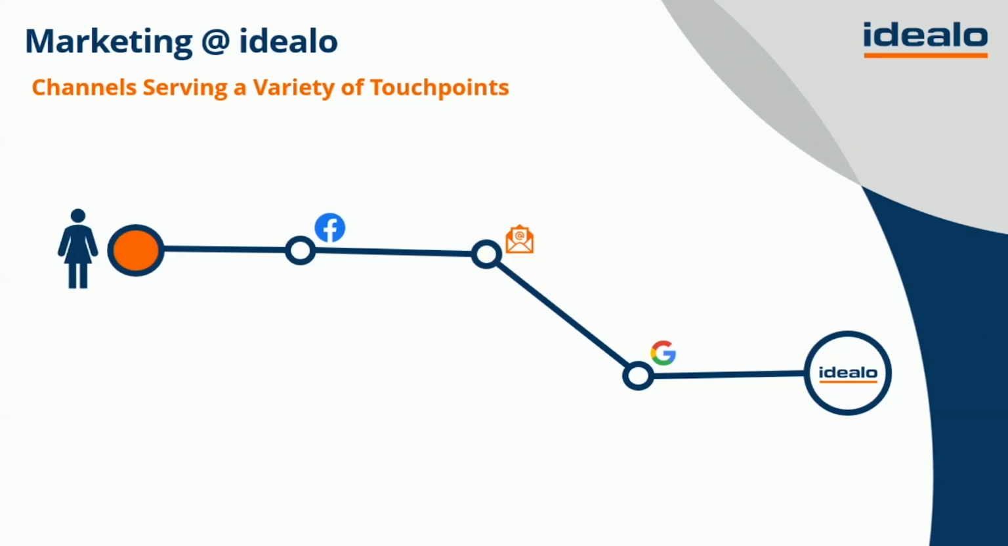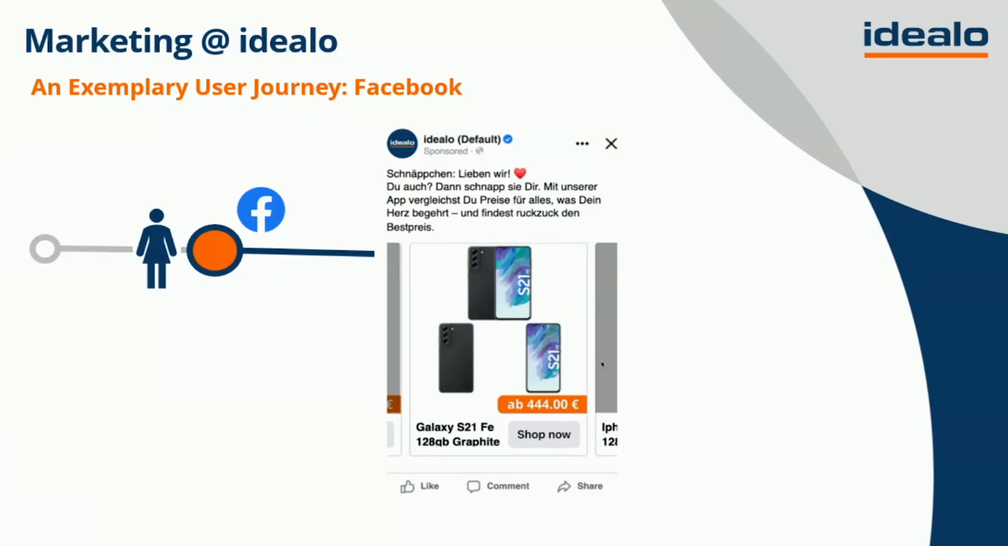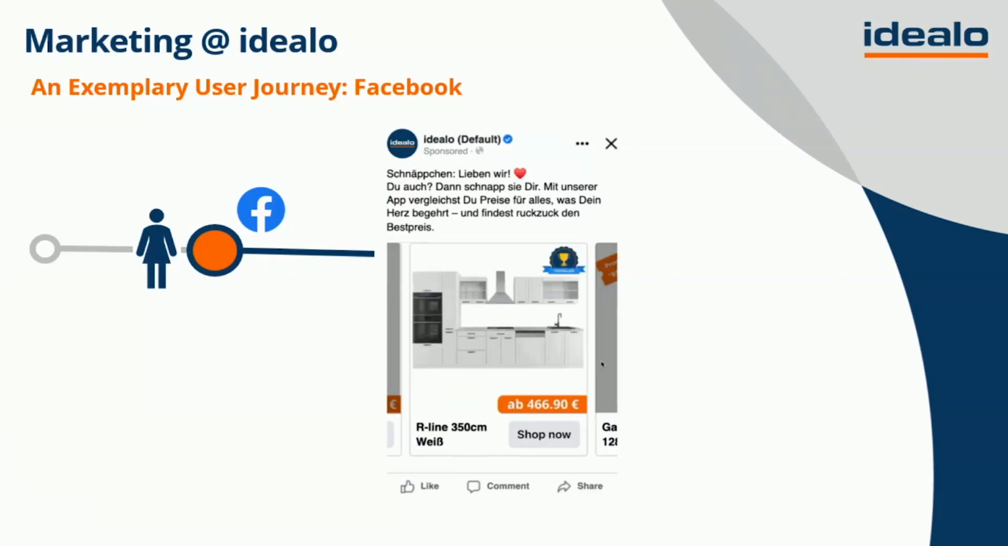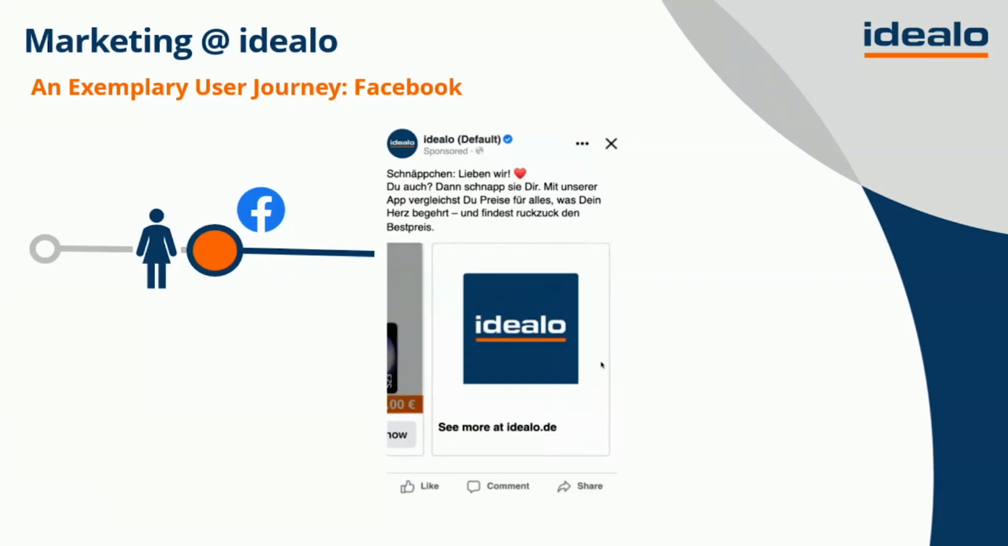Karen is an ordinary light idealo user. That means she's aware that idealo exists. She's been on idealo before. She's used our product, but it's not at the top of her mind. Karen is scrolling on Facebook to catch up with what's going on with her friends and family and those she doesn't really stay in touch with anymore. And she comes across our idealo Facebook ad, which shows her smartphone deals.